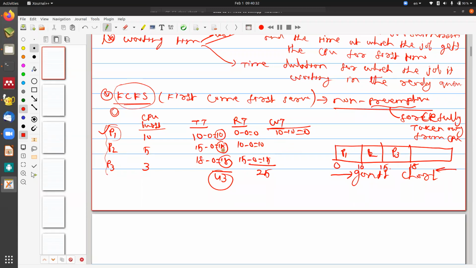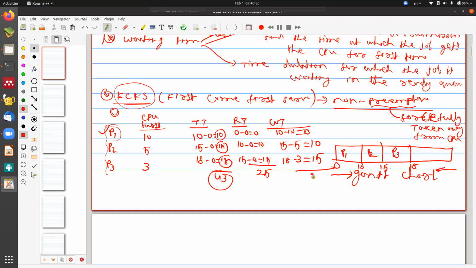No, 15 minus, think, 5. That is 15. Yes. 15 is the whole time he has stayed and only 5 he has worked. So this becomes 10. And this stayed for 18 hours, but only 3 hours he has worked. So 18 minus 3 becomes 15. Okay? Calculate 18 minus 3, 15.